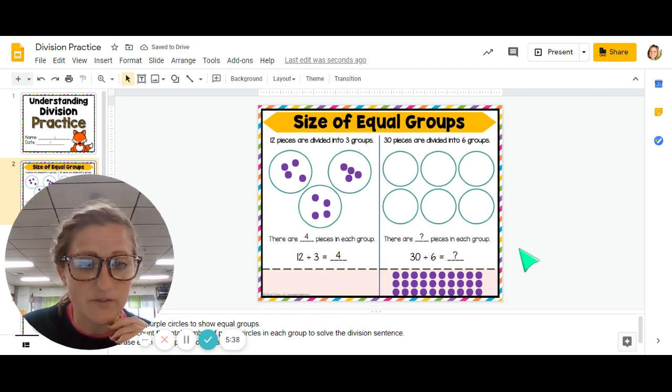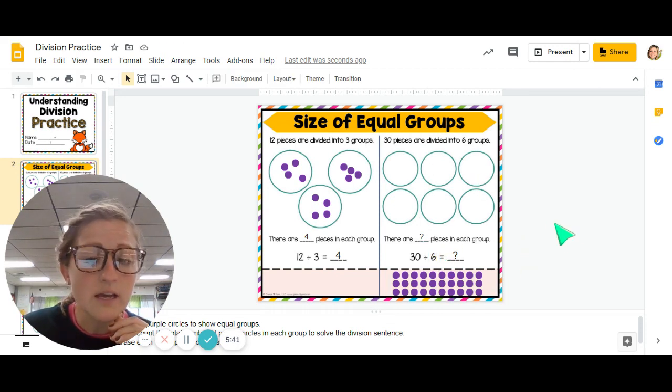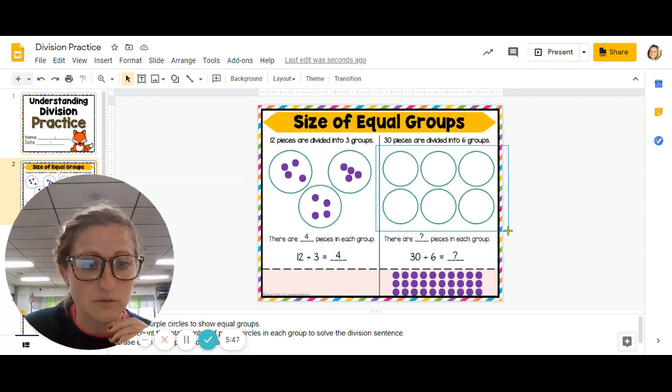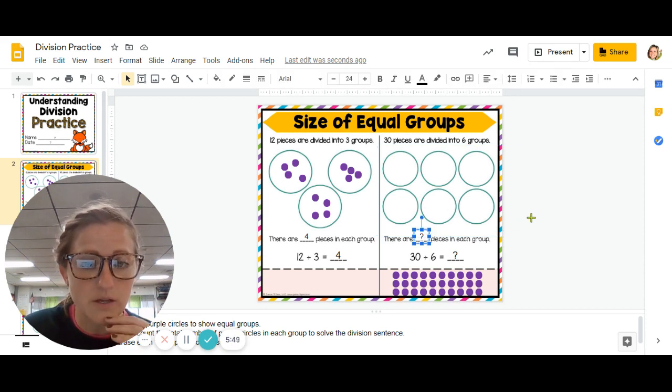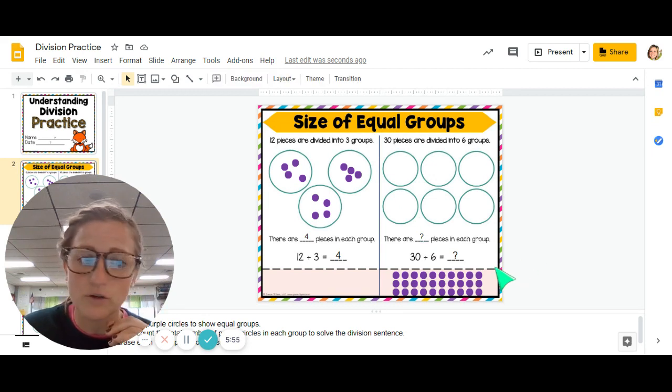So again, if you don't want to have to drag all of these dots and you want to take a piece of paper or a whiteboard, you're going to draw 6 circles. Okay, you're going to draw 6 circles and you have to pass out 30 dots into those circles to find the answer. So if you do that, just don't forget to take a picture and show me. But you can always do it that way.